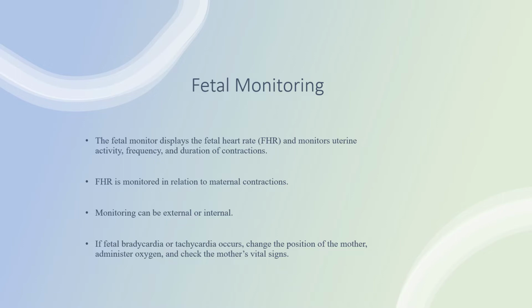But in a hypertonic uterus, the uterus doesn't relax. It stays contracted. And what that's going to do is reduce the blood flow to the uterus, and it's going to decrease fetal oxygen. So again, that may be a case where they may have to do a C-section. It's always making sure that the baby's safe and the baby's getting oxygenated.